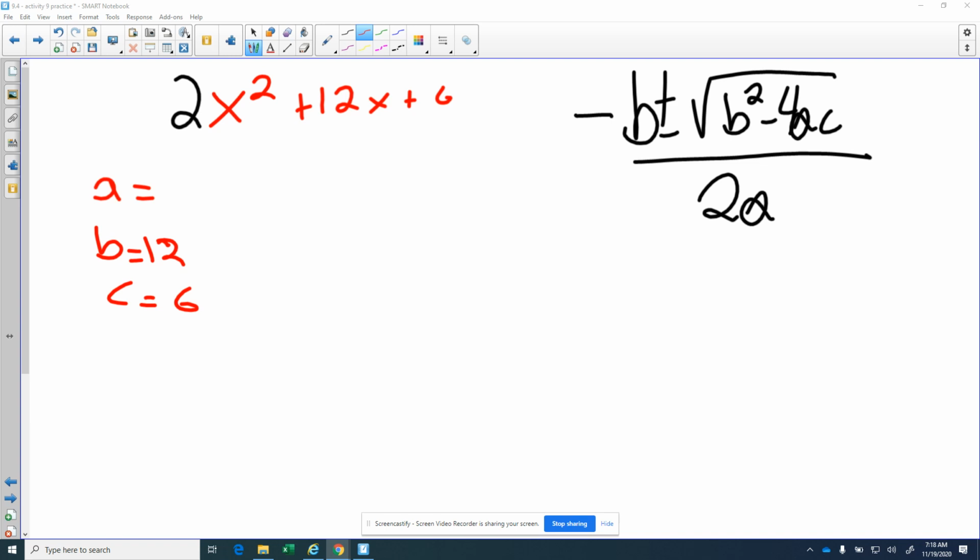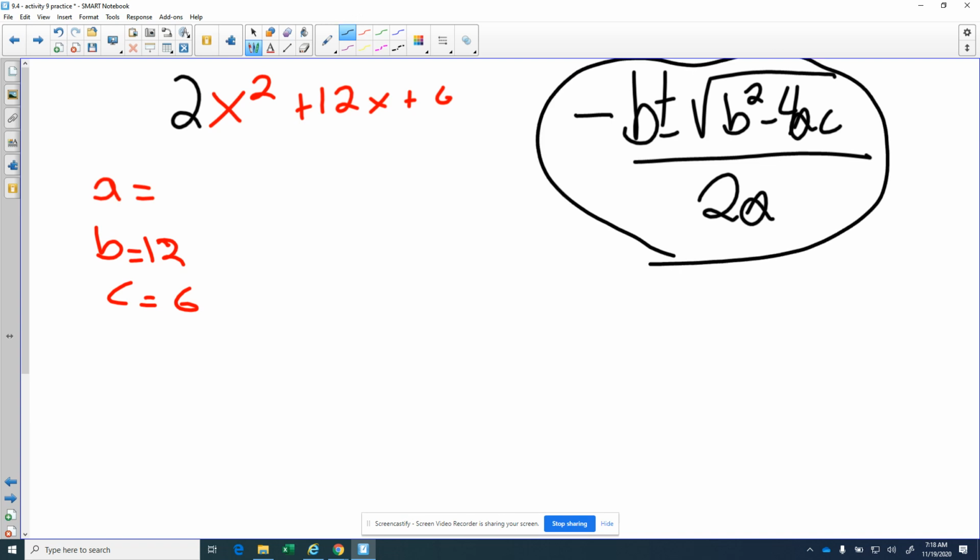Okay, so today we're going to be talking about something you've probably heard before, called the quadratic formula. The quadratic formula is listed right here. This is the quadratic formula: negative b plus or minus the square root of b squared minus 4ac all over 2a.